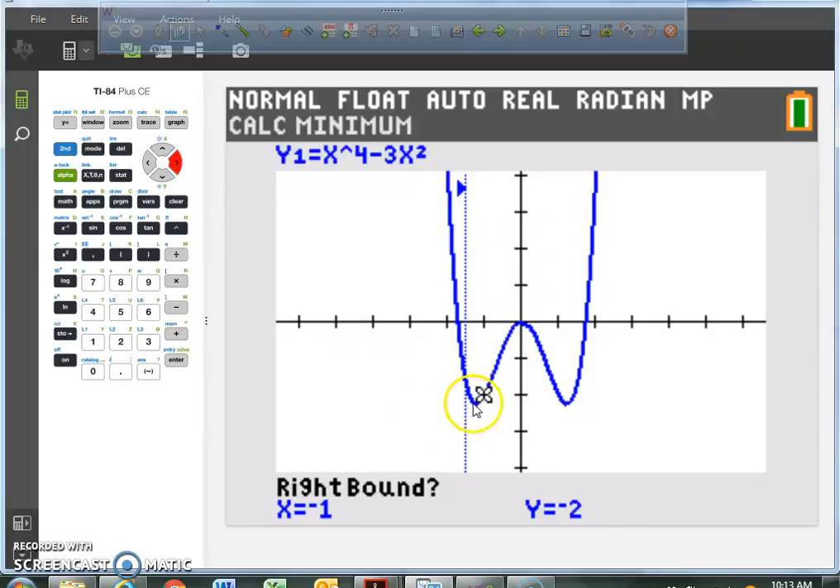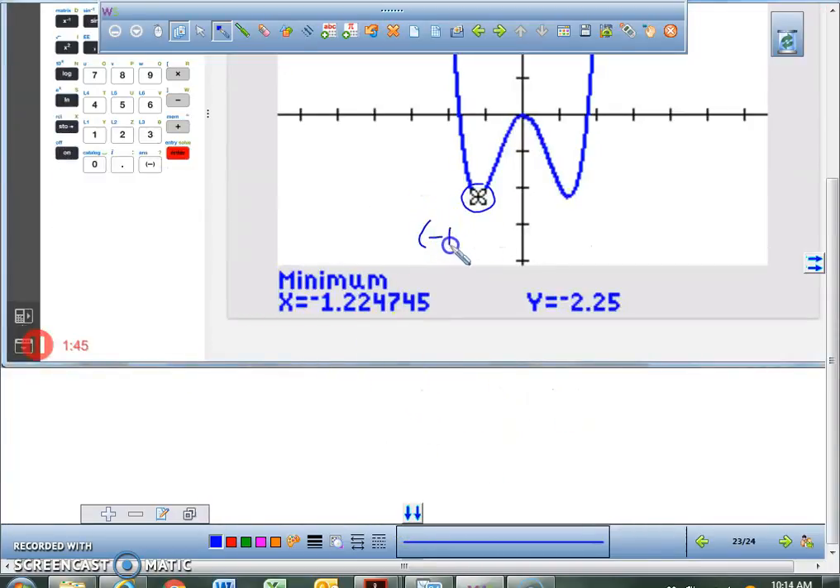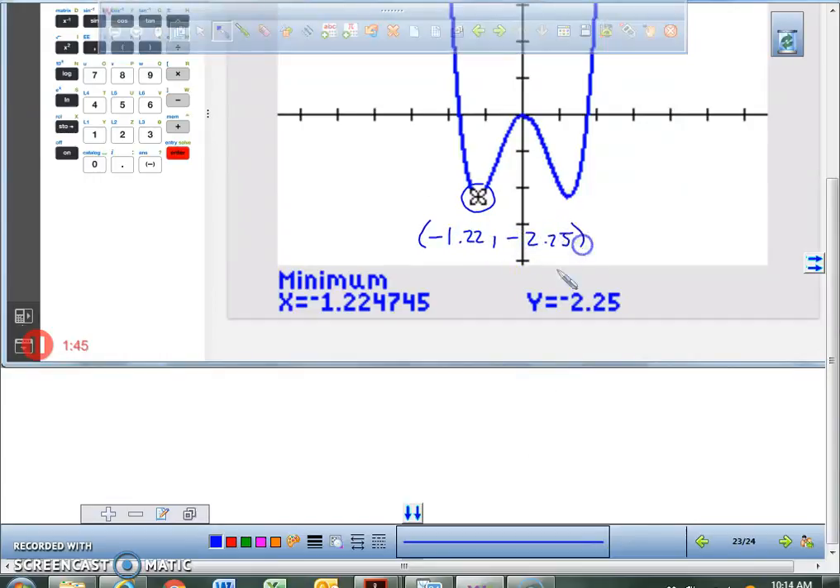Now, right here, you see how I moved it past it? Once you go to the right bound, press enter. Now the calculator is going to calculate the minimum between those two boundaries. Press enter one more time. And by the way, this right here is the absolute minimum, at negative 1.22, negative 2.25. That'll be the same on the other side, but yes, I want it to be that specific tomorrow, knowing that I just gave you instructions on how to do it. Well, I say tomorrow, I mean Friday.